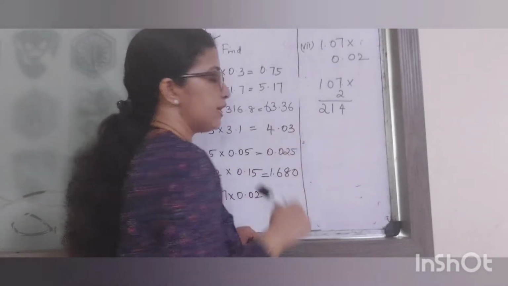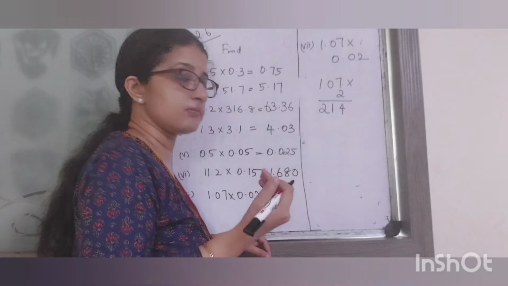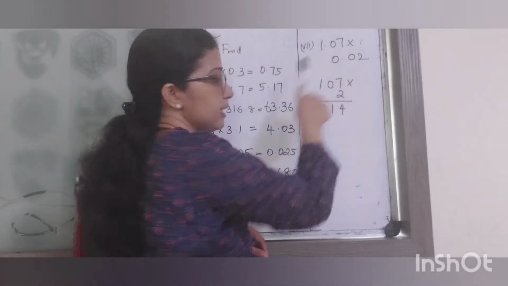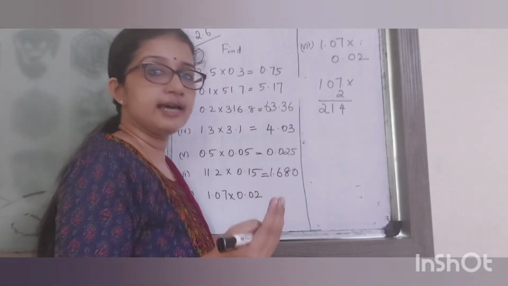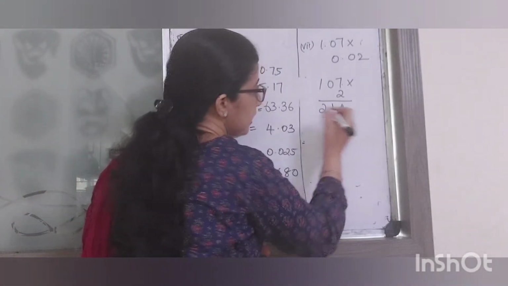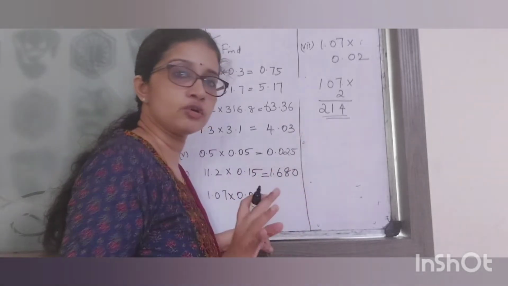So in the answer, how many digits should be there? 4 digits should be there to the right hand side of the decimal point. Okay, because here 2 and here 2. First number 2, second number 2. So in the answer, 4 digits should be there to the right hand side of the decimal point. Okay, so here in the answer, how many digits are there totally? 2, 1, 4. So 3 digits are there totally.